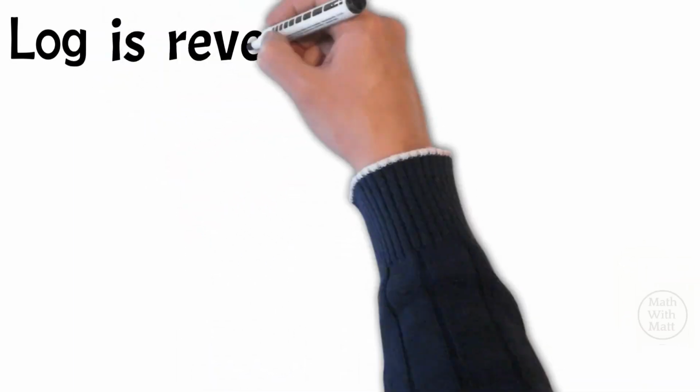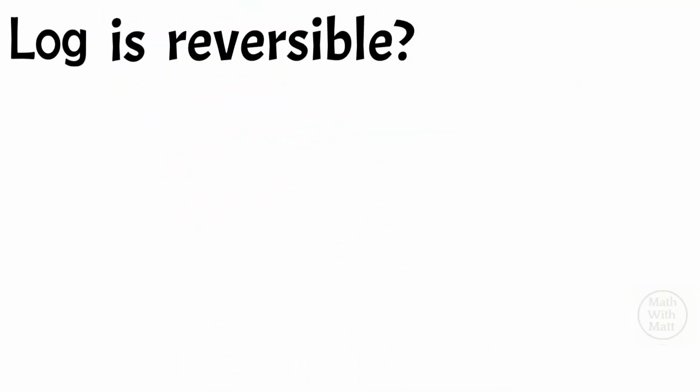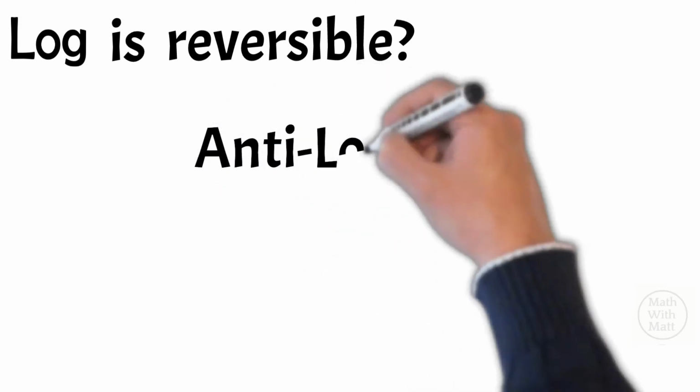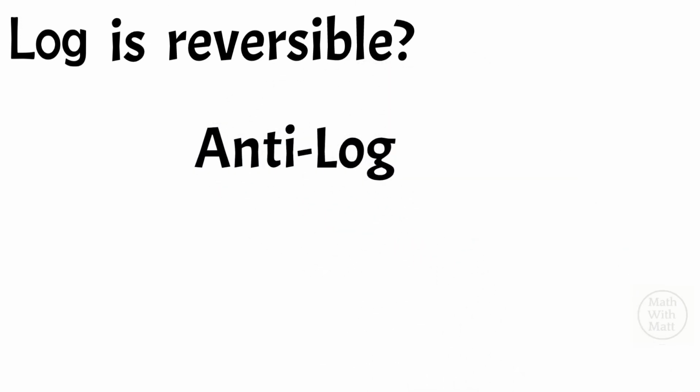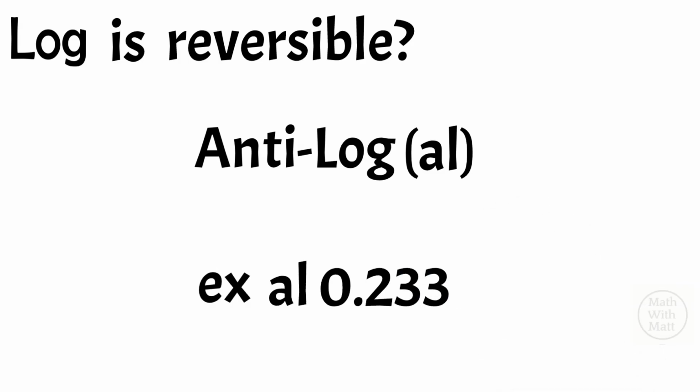Now that we have converted a given number or value into another, the question that comes to mind is, can we get back our original number? To get back our original number, after converting it using log, we use the any log table, and yes, the any log table also has base 10. Just like the log table, it is denoted as AL, and is written as any log of 0.233. We will learn more about any log in the next video.